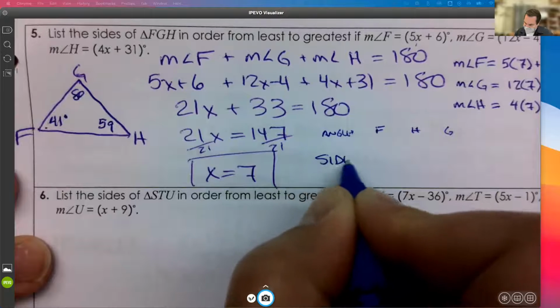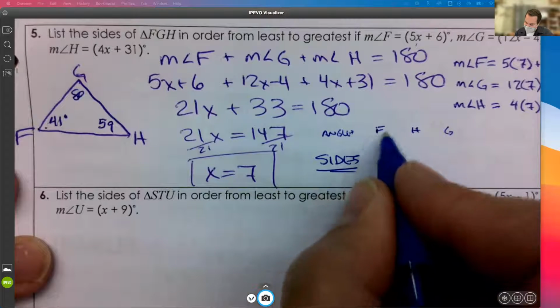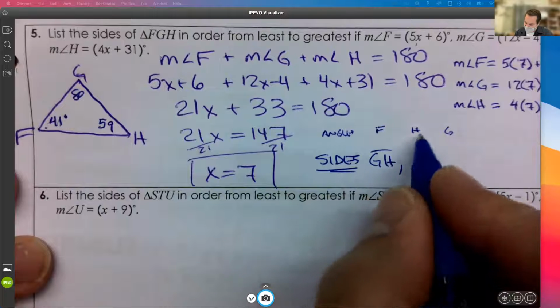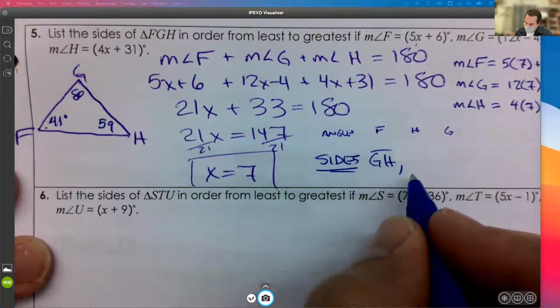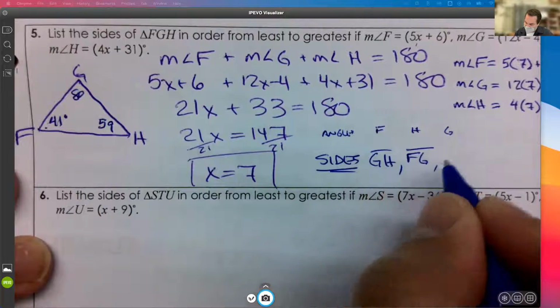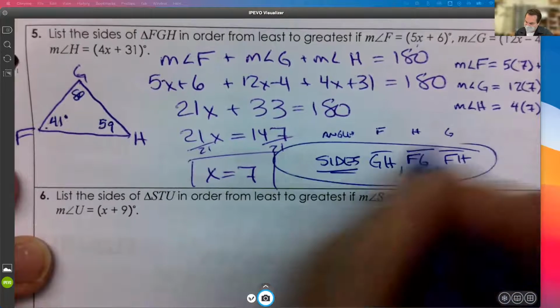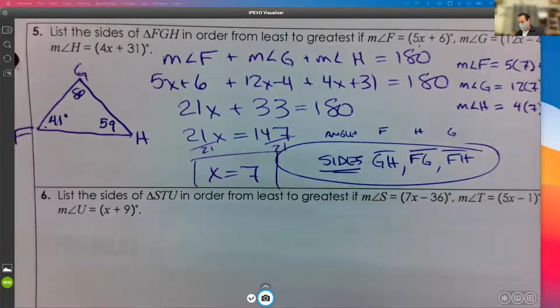But the real question is the sides. So the side that matches to opposite F is GH. What's the one opposite H? FG. What's the one opposite G? FH. Those are the sides listed least to greatest.